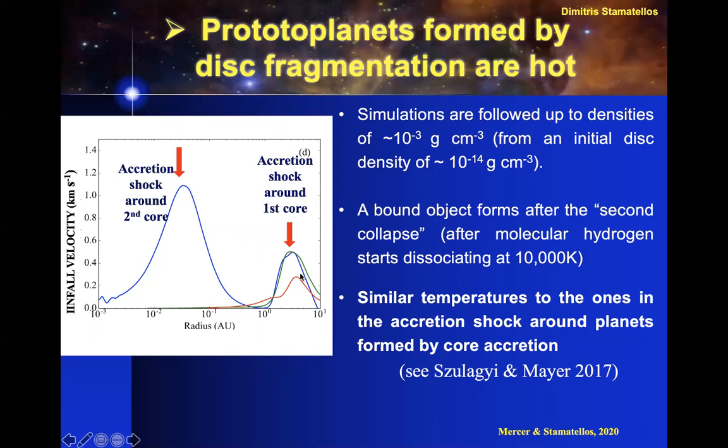To calculate the sizes of the first and second core, we can look at the infall velocity of the clump. Initially, if you start from about 10 AU, the gas flows onto the fragment, then it slows down at the accretion shock around the first opaque core, and then inside the fragment the velocity increases again. The gas infalls towards the center of the clump, and then you have the formation of the accretion shock around the second core. This is about a fraction of an AU, so this is more like the size of a planet.